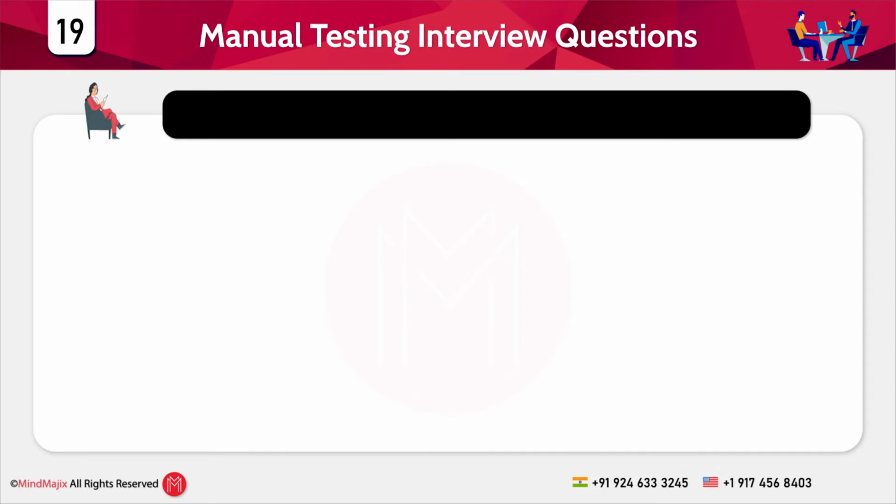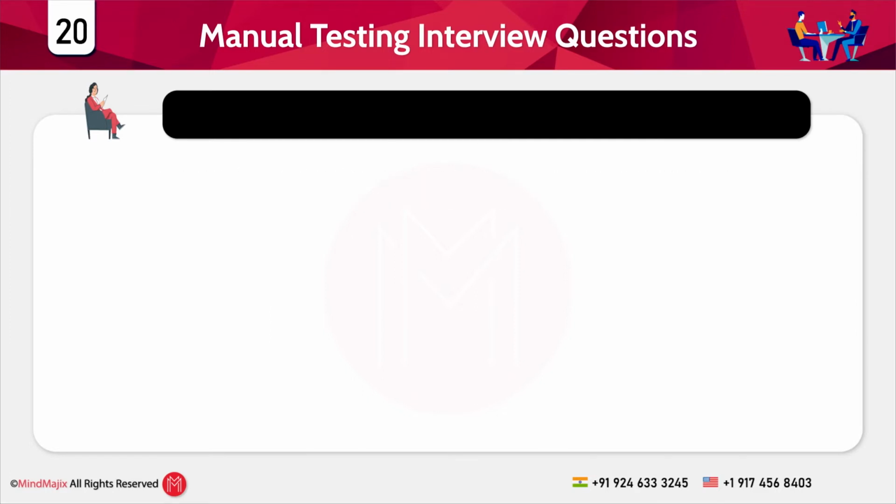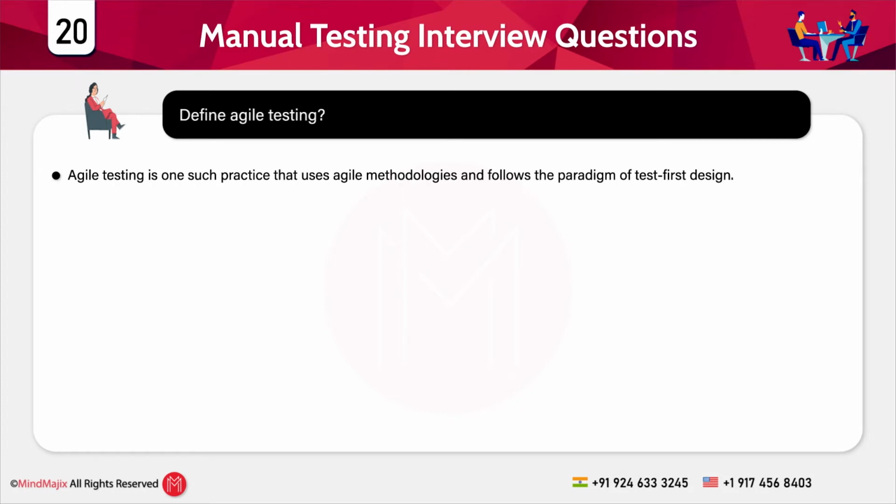The next question is, what do you know about accessibility testing? Accessibility testing comes into the picture when there is a need to verify whether the software is accessible to everybody, including those with disabilities such as blind, deaf, mentally challenged, and so on. The next question is define agile testing. Agile testing is a practice that uses agile methodologies and follows a paradigm of test first design.